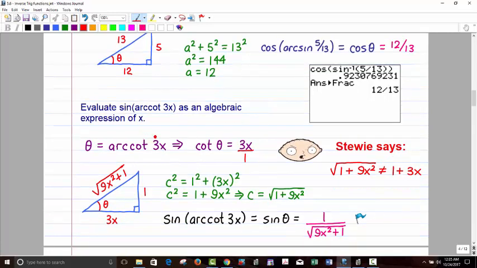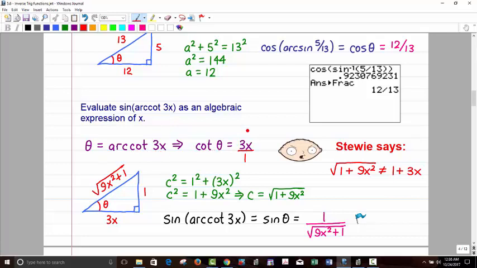All right, so now we're going to do these algebraically. We want sine of arc cotangent of 3x as an algebraic expression of x, which means it's going to be something with variables in it at the end. And so as I did before, I'm letting theta equal arc cotangent of 3x. So that means cotangent of theta equals 3x.